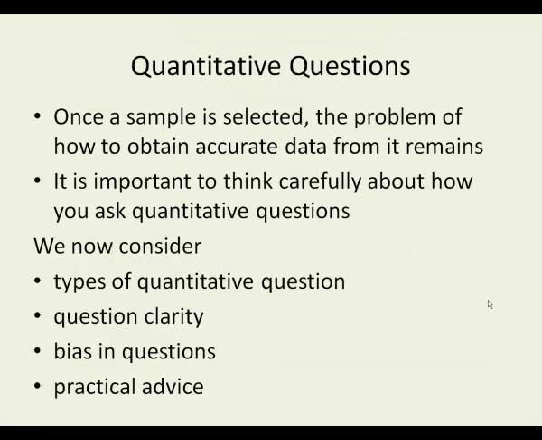So now we've talked about how we select the people or the individuals from whom we're going to try and get data. The final stage here of obtaining data is what questions do we ask? How do we take our measurements? So this is the topic of asking quantitative questions. So once you've selected the sample, how do you get your data from it as well?